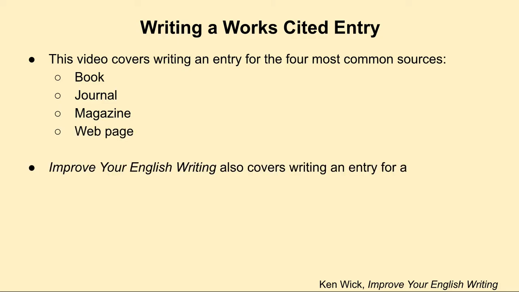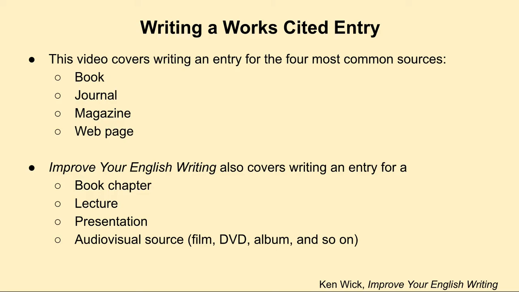So this video is going to cover writing entries for only the 4 most common types of sources. There are different types of sources, but I'm going to cover the 4 most common, which are books, journal articles, magazine articles, and web pages. The book also covers doing a works cited entry for a book chapter, a lecture, a presentation, and different audiovisual sources like films, DVDs, albums, and so on.